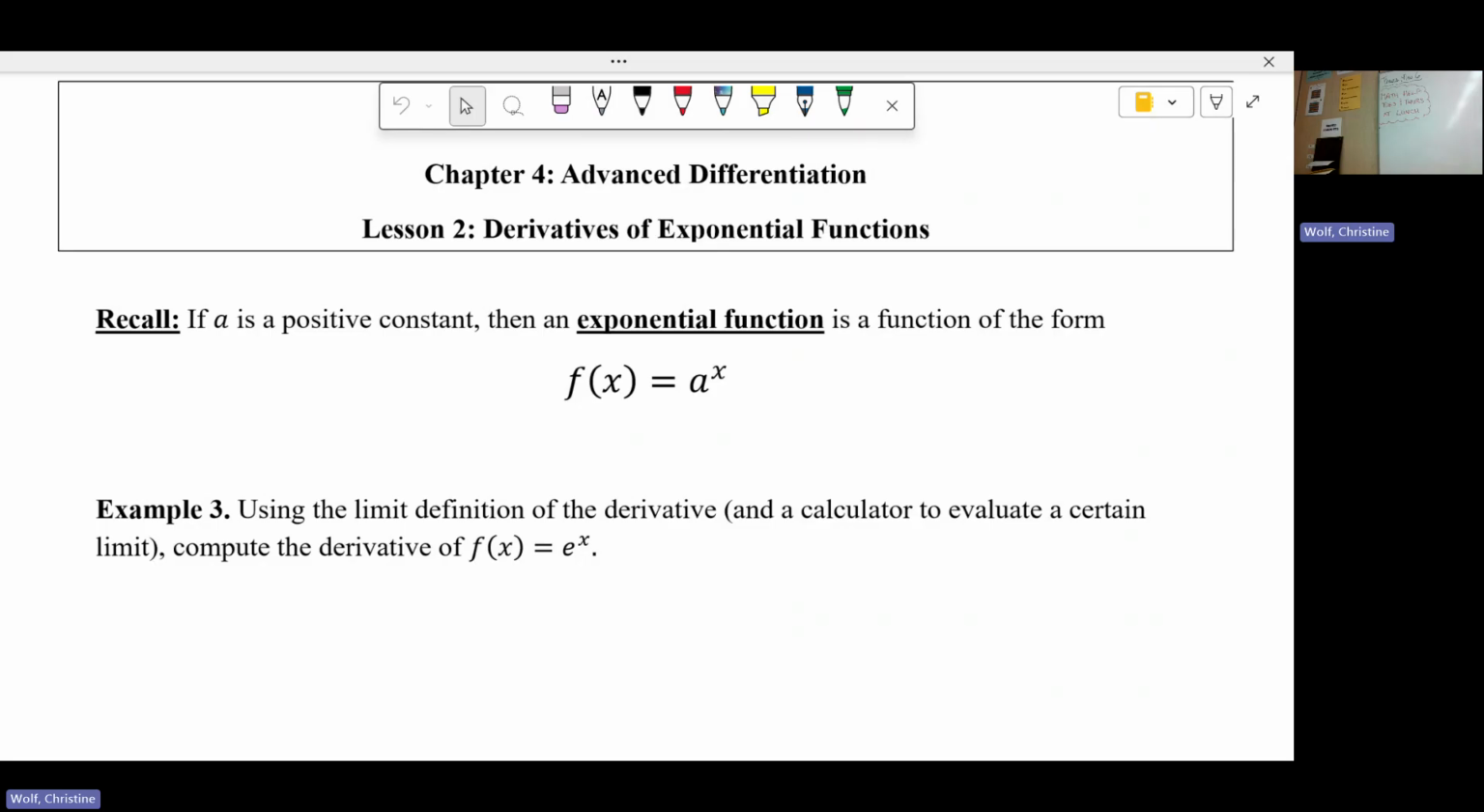Remember the problem we all did with the bunnies who populate very, very quickly. The more bunnies there are, the more bunnies there will be. That's exponential growth, okay? So we are going to be finding the derivatives of exponential functions today.